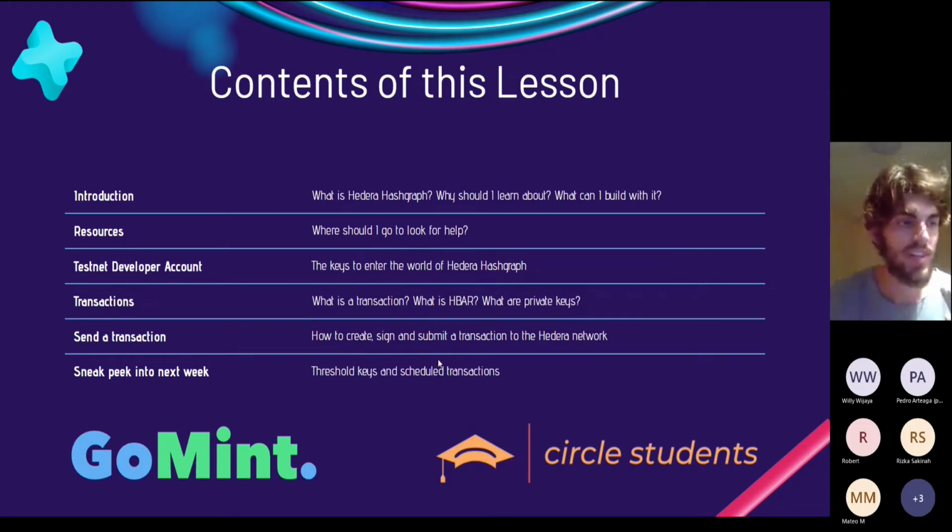So we're going to be sending a transaction. There are three steps in which you send a transaction. You need to create it, then you need to sign it with your private key, and then you need to submit it to the Hedera network. And that will basically be it for this week. I'll do a little sneak peek into the next week, where we'll be covering threshold keys and scheduled transactions. They're two pretty cool features, and we're going to learn some of the really cool stuff that you can do with Hedera Hashgraph.